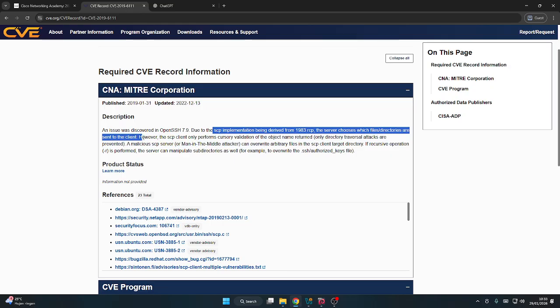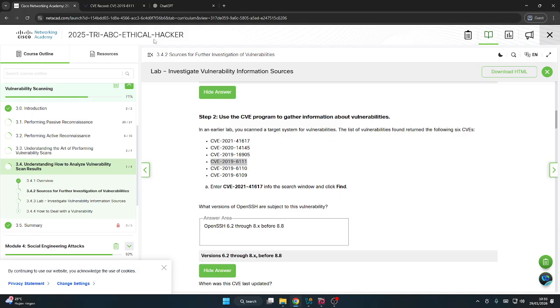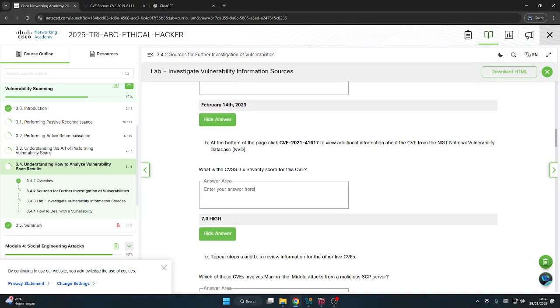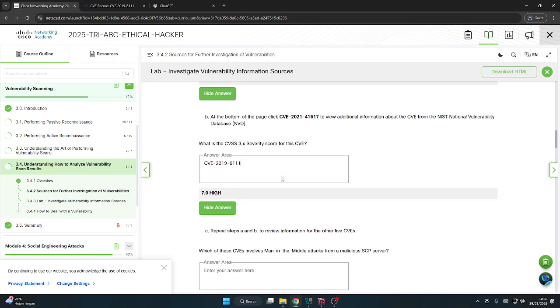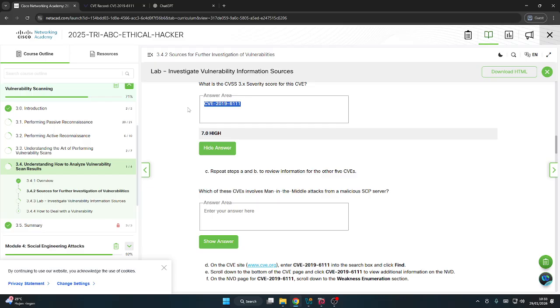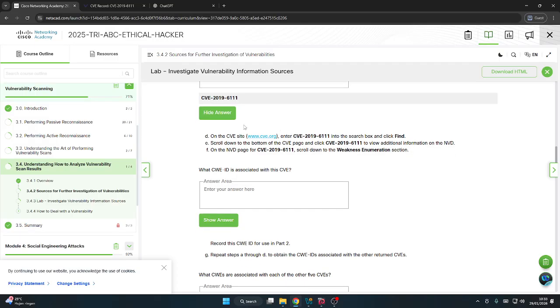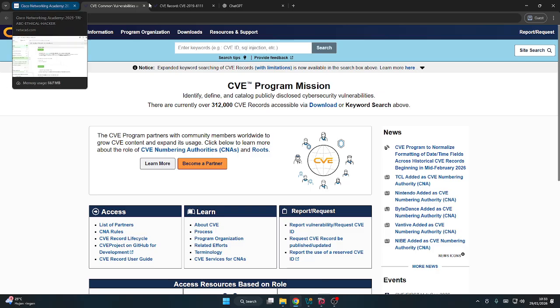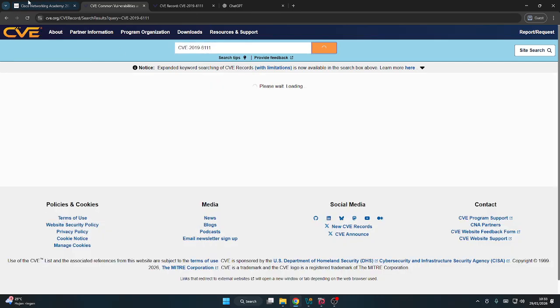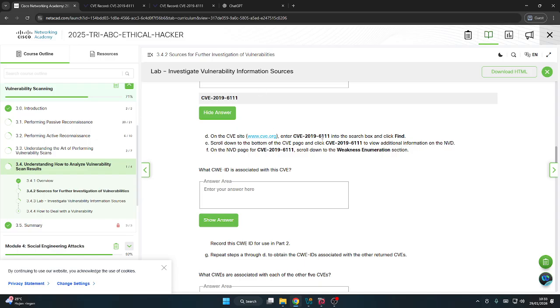Analysis of an SAP server or man-in-the-middle attack. So the answer is this. On the CVE side, at CVE.org, enter the CVE in the search box, click find, and scroll down to the bottom to view additional information about the NVT. On the page, scroll down to the weakness enumeration.